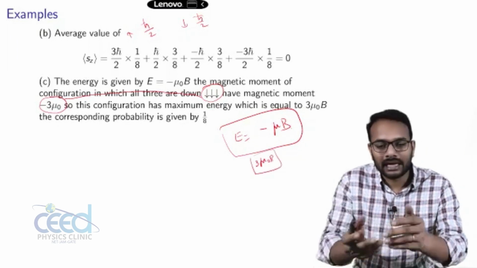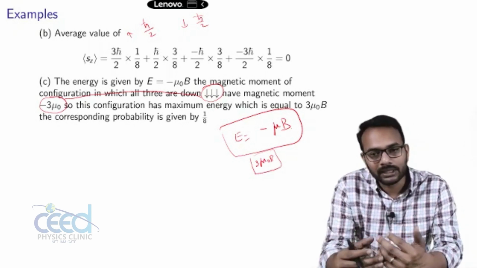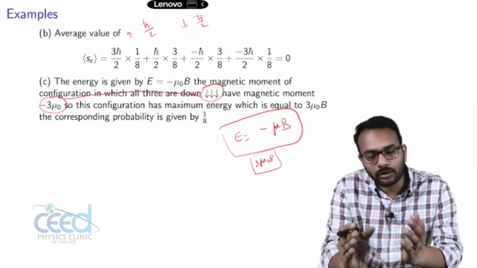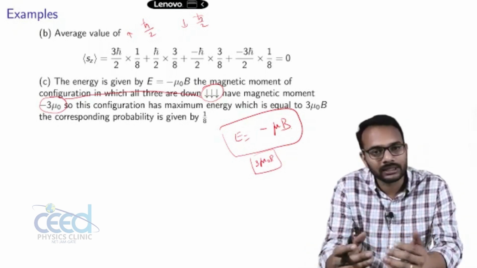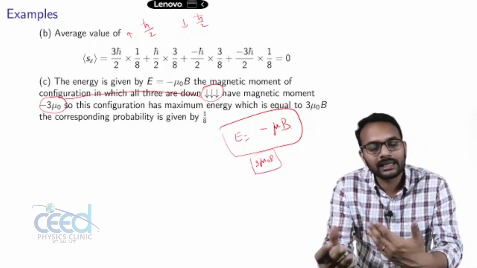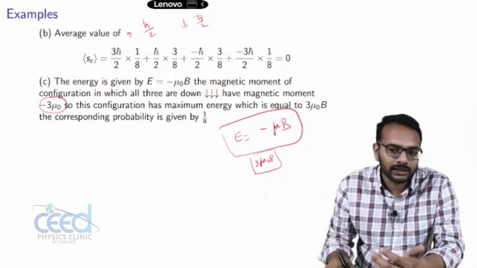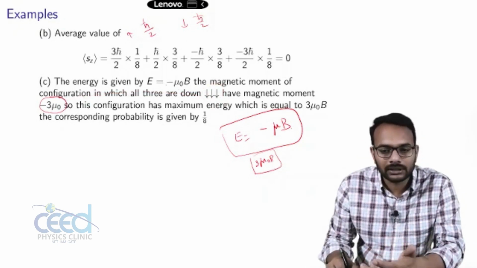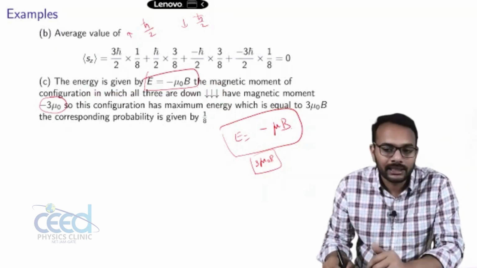In the Ising model, the maximum energy configuration is important. These kinds of questions have been asked before. It depends actually on the Hamiltonian. The Hamiltonian here has energy minus mu b.